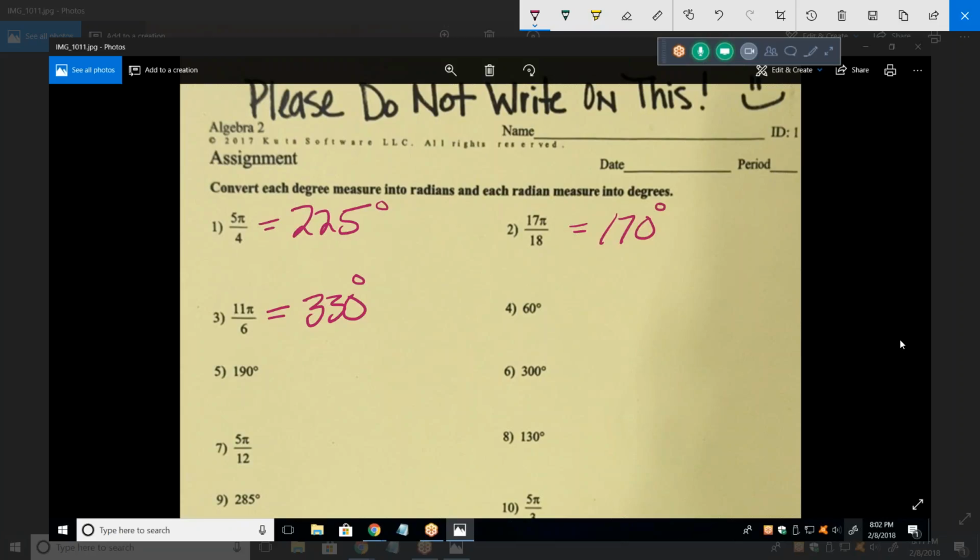Now, let's finish doing all of, well, at least the ones we can read on this page here. About 5 pi over 12. First of all, figure out what pi over 12 is. Remember, pi over 6 is 30. So what does pi over 12 have to be? 15. Okay, now what's 5 times 15? 75.